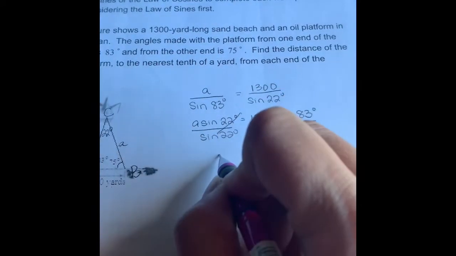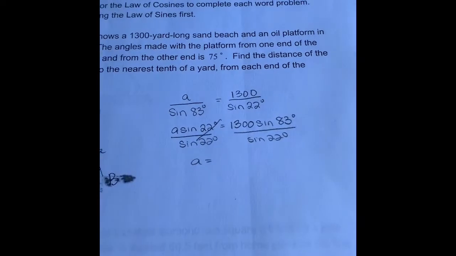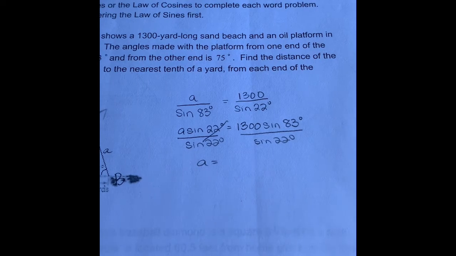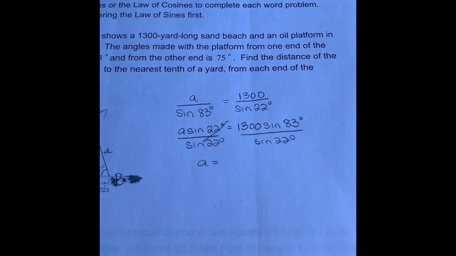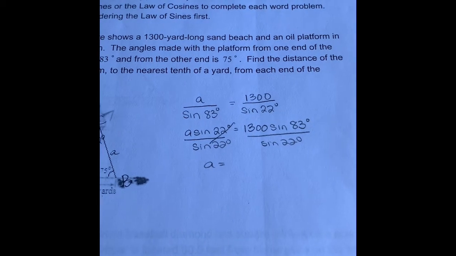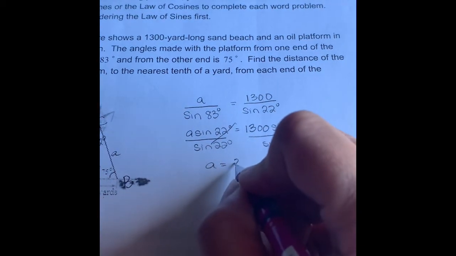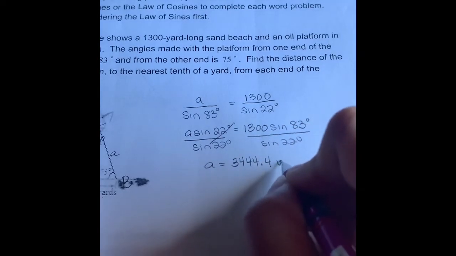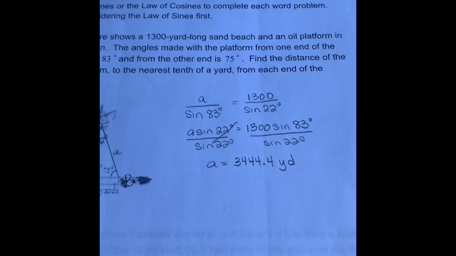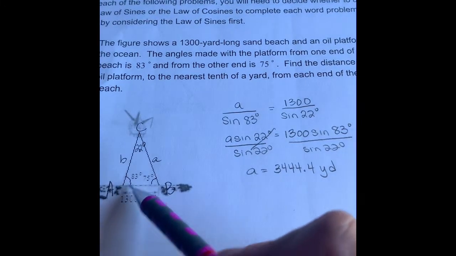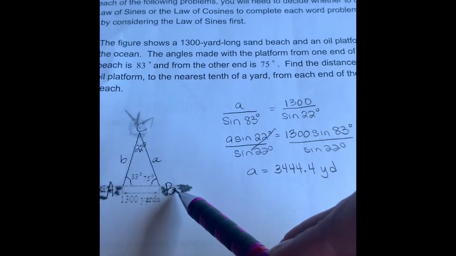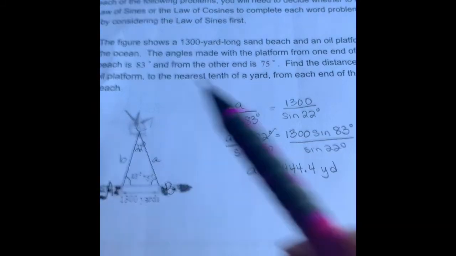So now, if I plug this into my calculator, I can get my answer. So 1,300 times the sine of 83 degrees, that answer divided by the sine of 22 degrees. It said round to the nearest tenth, so that gives me 3,444.4 yards. So that's the distance from point B to the oil rig that's sitting out in the ocean.